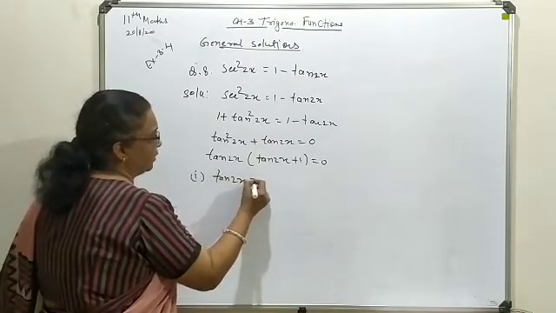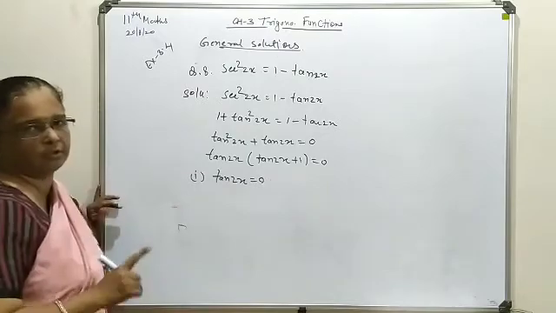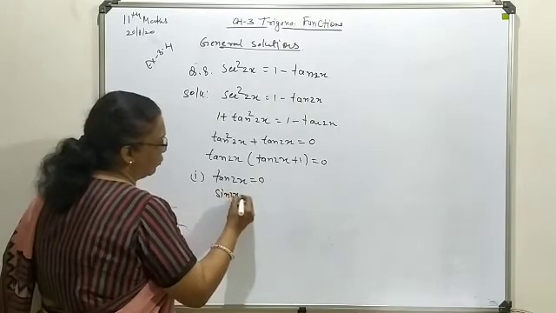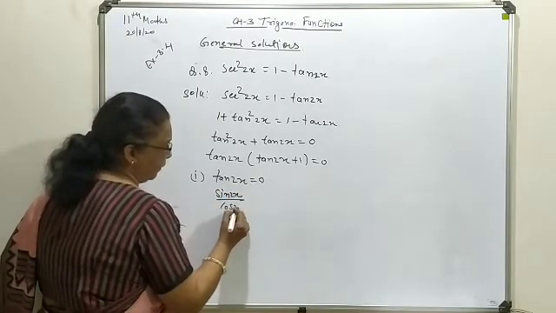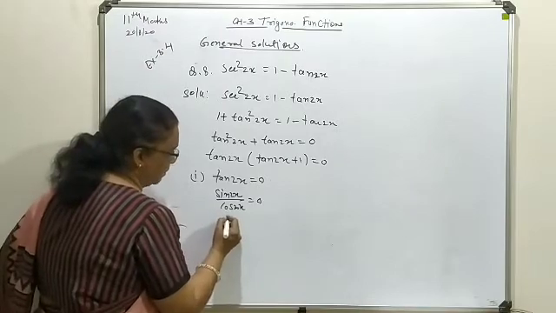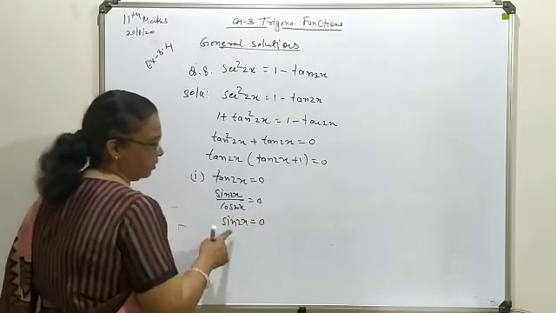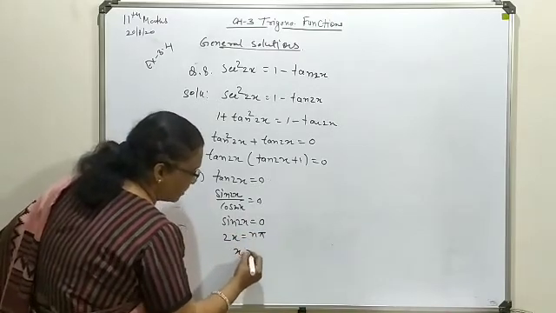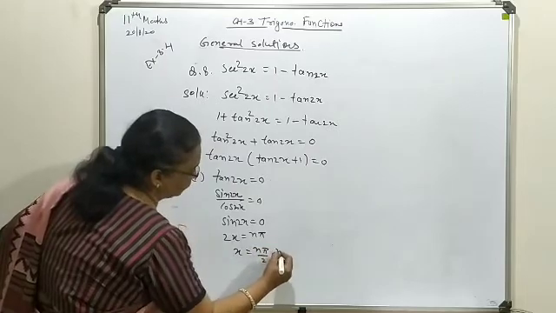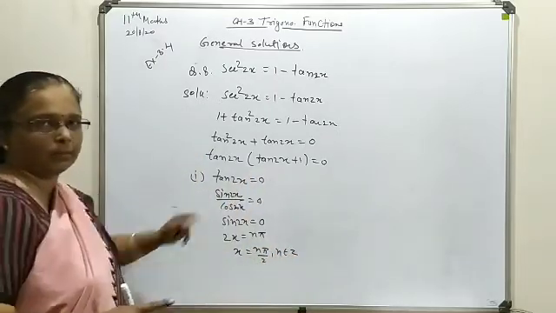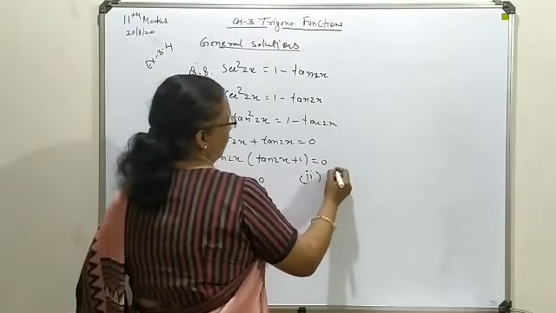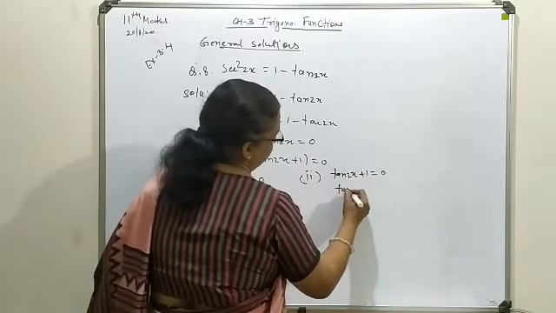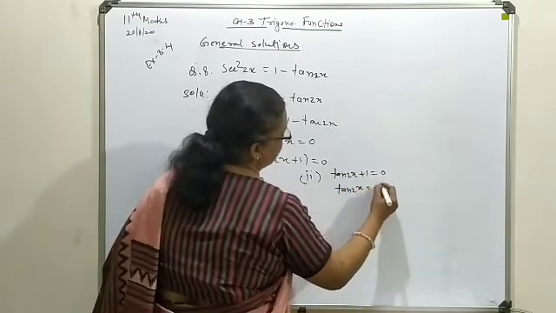For tan 2x is equal to 0, normally with tan 0 solution we write the sine form. Tangent means sin 2x upon cos 2x. 0 means sin 2x is a 0 solution. For sin 0 solution we know that is n pi. x will be separated out as n pi by 2. Go for the second combination, that is tan 2x plus 1 is equal to 0, meaning tan 2x you will write as minus 1.